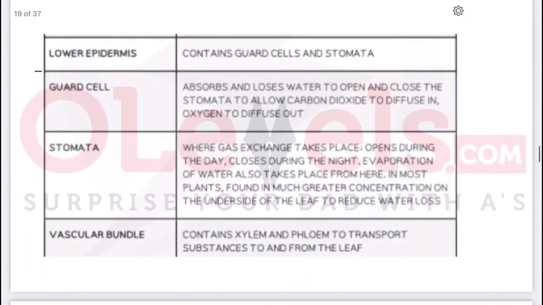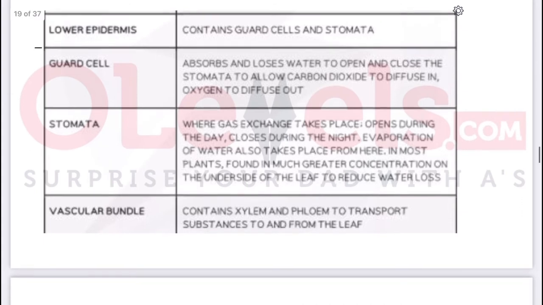Lower epidermis contains guard cells and stomata. Guard cells absorb and lose water to open and close the stomata to allow carbon dioxide to diffuse in and oxygen out. Stomata, where gas exchange takes place, open during the day and close during the night. Evaporation of water also takes place from here. In most plants, they are found in much greater concentration on the underside of the leaf to reduce water loss.